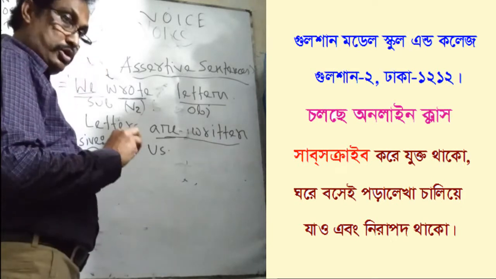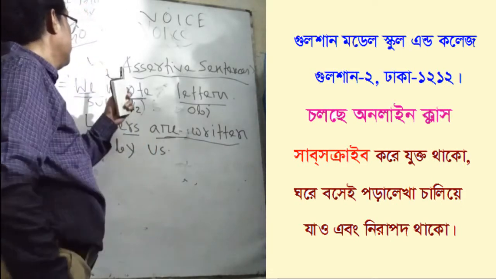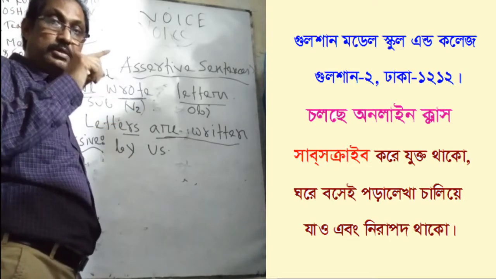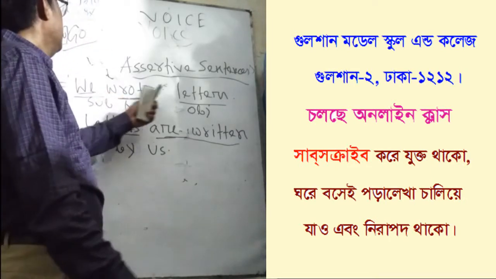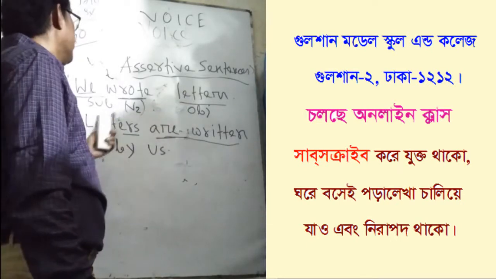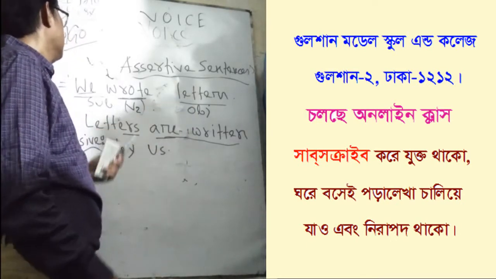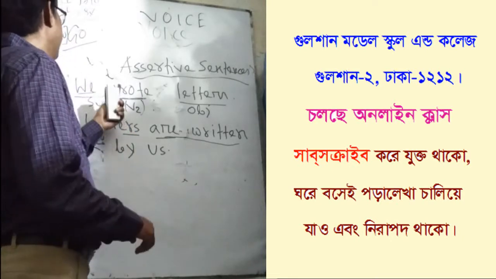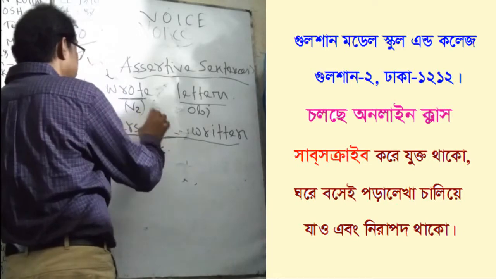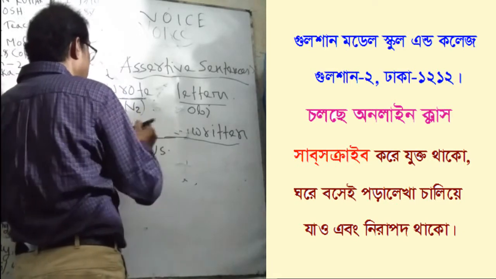You have to put object or subject, but the verb must exist. Then you bring the object to the subject. In past indefinite tense, there will be was or were.